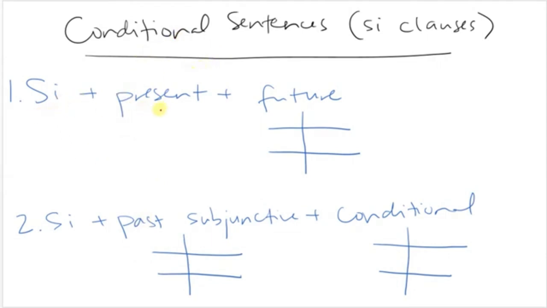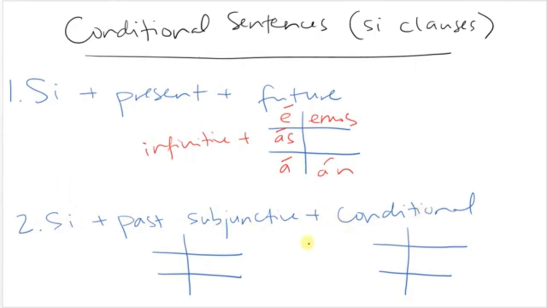There's si plus the present tense plus the future tense. And I'm not going to go over how to conjugate the present tense because you should remember that. But for the future tense, just in case, remember that you have the full infinitive plus the future tense endings, which are é, ás, á, emos, án.